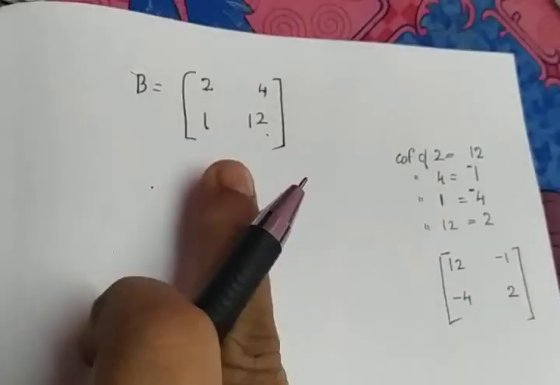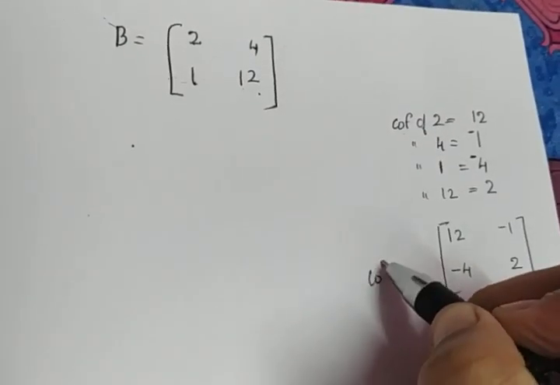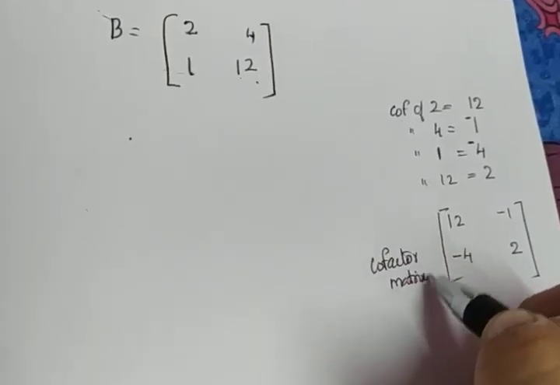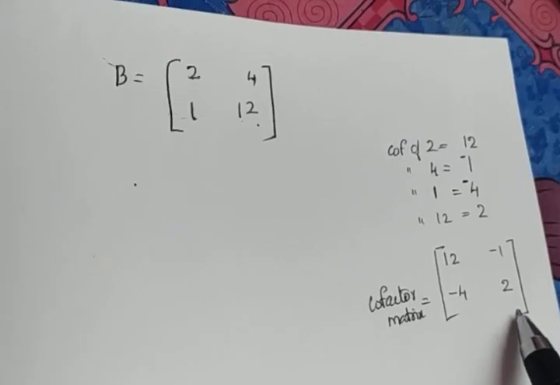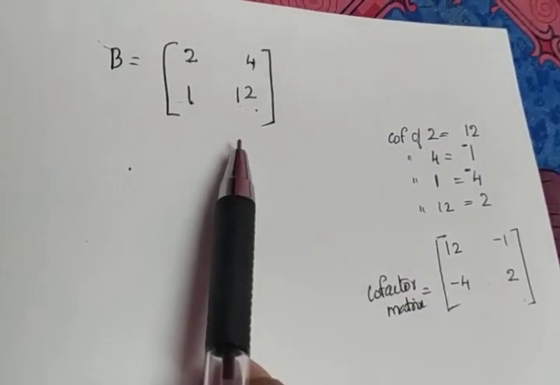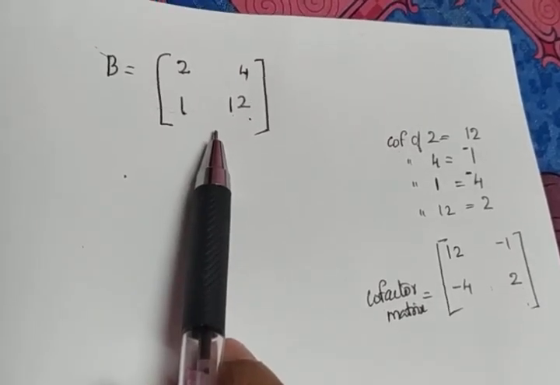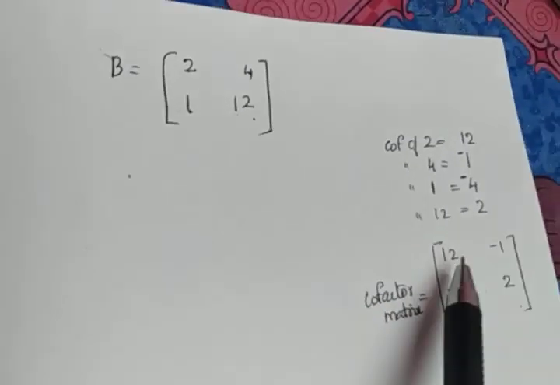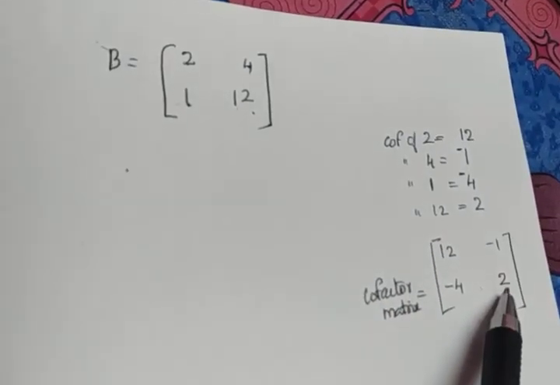Okay, can you compare the given matrix? This is actually the cofactor matrix we found step by step. Can you compare the given matrix and the cofactor matrix? Is there any specialty or an easy way to get the cofactor matrix from a 2 by 2 matrix? Yes, look at the main diagonal elements. The main diagonal elements are 2, 12. Just reverse the main diagonal elements to write the cofactor matrix.